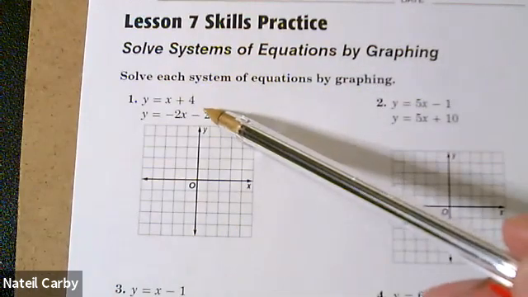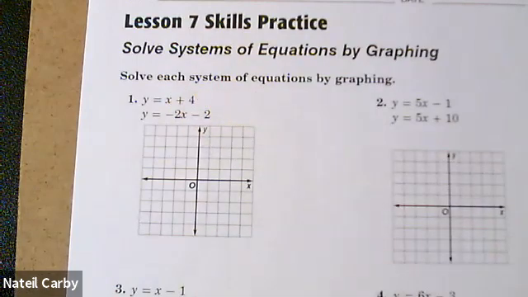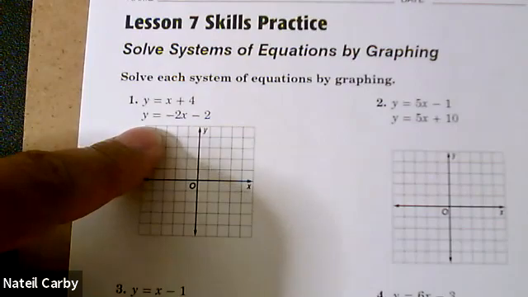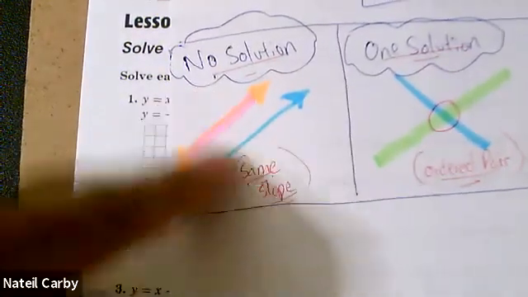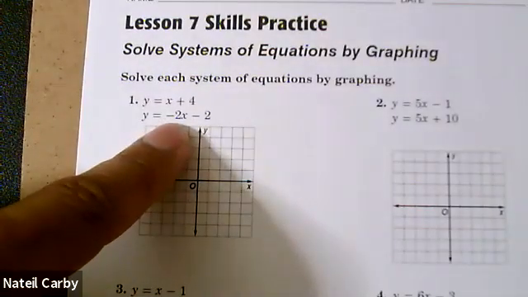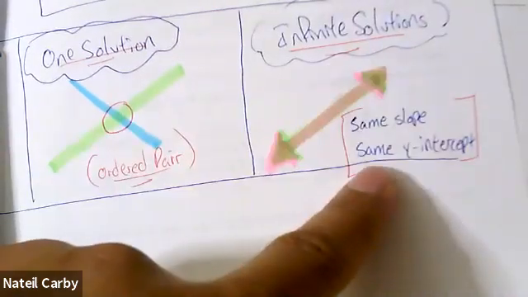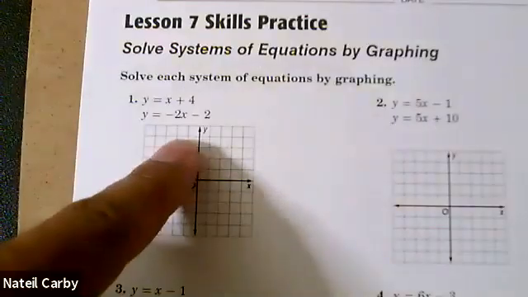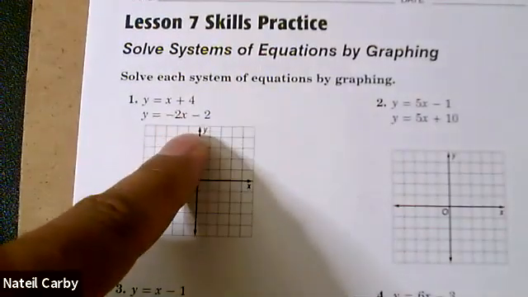Take a look. Number one, first of all, they have a different slope and a different y-intercept. So I'm going to look for one solution, right? Off top, different slope, so I know it's not going to be no solution. I know it's not going to be infinite because they don't have the same y-intercept either. So I'm going to have an intersection here. I'm going to have one.